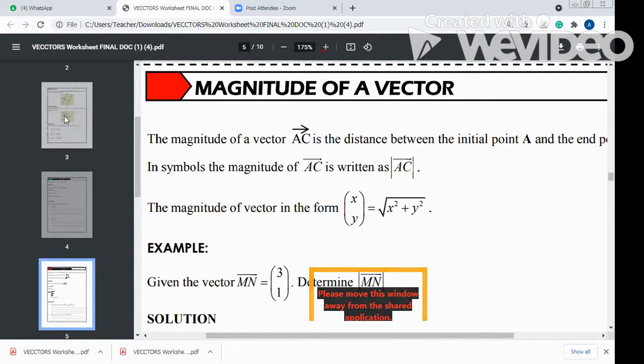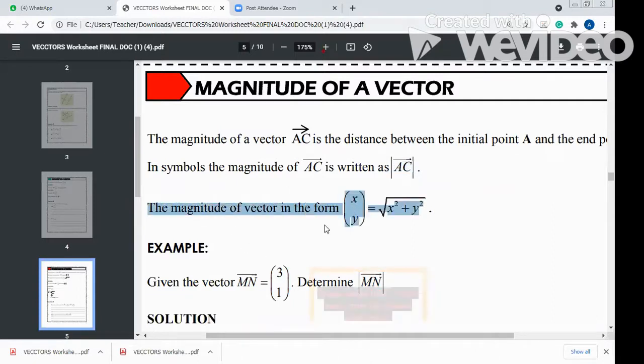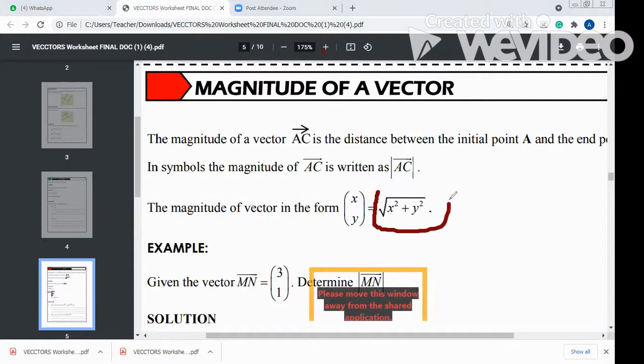Okay, let's get to the question now. The symbol for magnitude is that, and they give you the formula. This is the actual formula, the real deal. What does the formula say? You're just going to square the x value, square the y value, add them, and then find the square root of it.